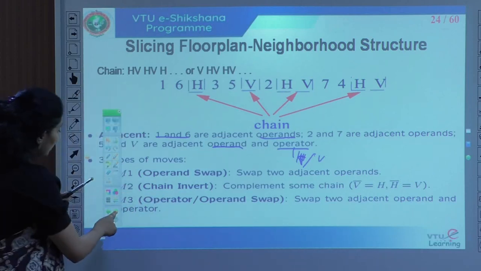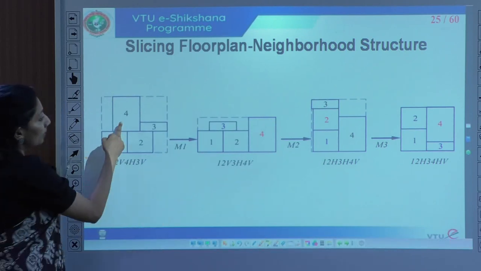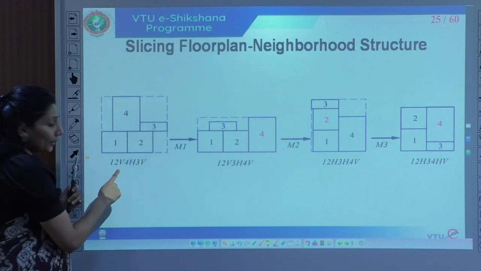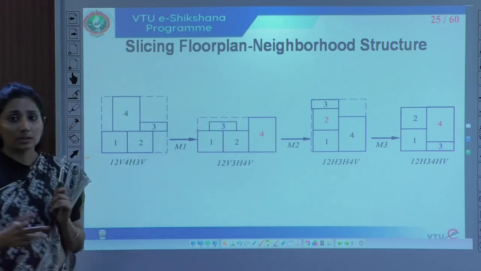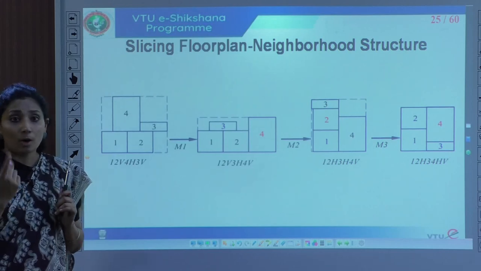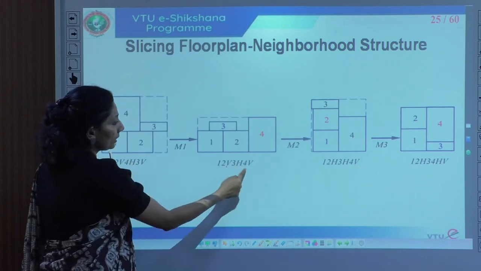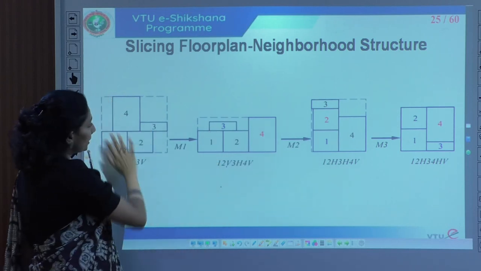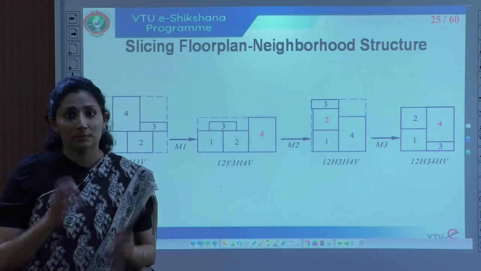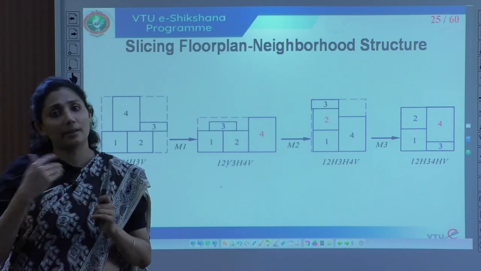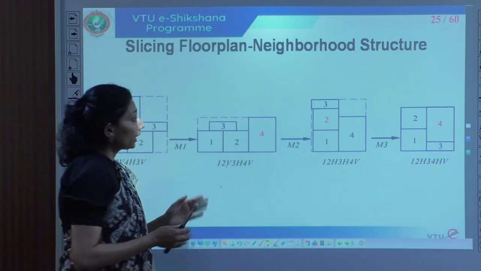By applying all these 3 types of moves, one initial example is given. Say, this particular slicing floor plan is given. The polish expression is 12V, 4H, 3V. Move 1 is applied. What does it say? Have a swap between operands, right? 1 2V, 3H, see 3 and H are interchanged. So for the same example, you can see some changes. And it is not that you have to apply move 1 at every position. You can apply move 1 at some locations, or on the entire floor plan. The second one, move 2, accordingly you can check.